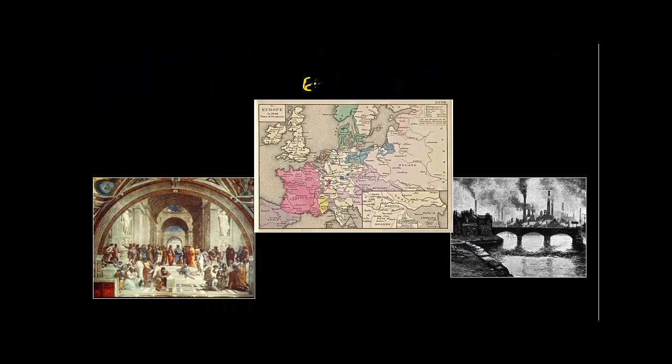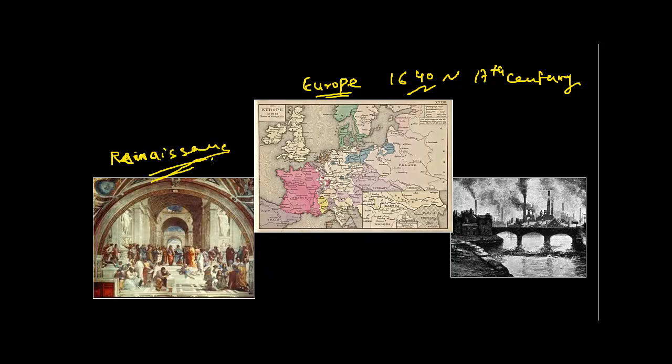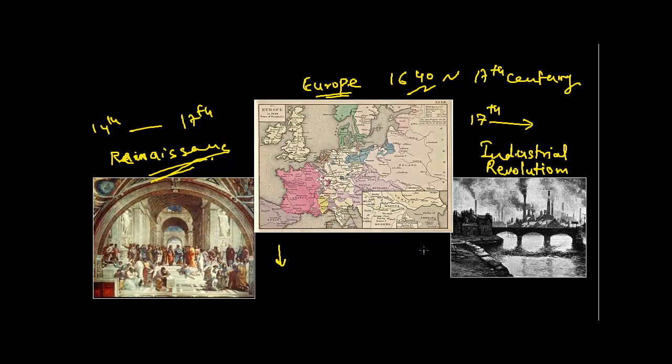In Europe, this is the map of Europe in front of you, it is Europe of 1600, somewhere in the 1640s, similar to the 17th century. At the same time, in India, where we had rajas and different kinds of things used to happen, in Europe it was the Renaissance which was about to end, which started somewhere in the 14th century and lasted till the 17th century, and the industrial revolution was about to start. So we were somewhere in between those times. So what was happening here? The Renaissance was about to end and the industrial revolution was starting.